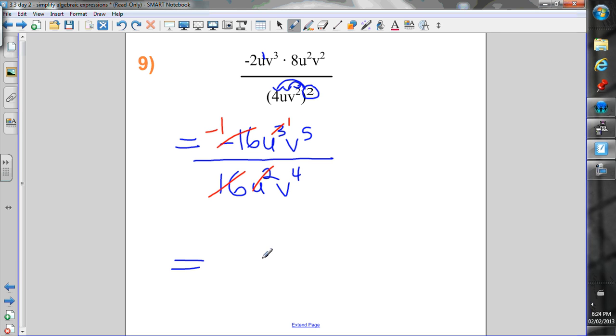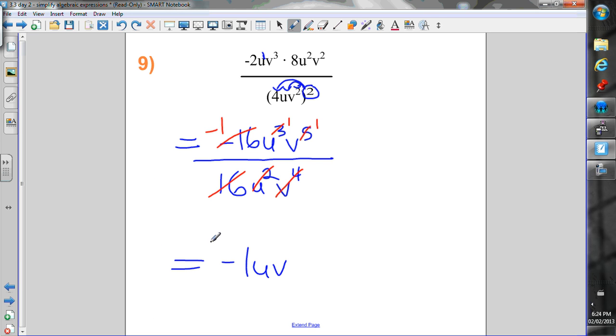v to the 5 divided by v to the 4, okay, 4 pairs are going to cancel. Take away 4 from that 5, I'm left with a 1. Okay, so that gives me negative 1. So everything on the bottom is canceled, so I'm left with a 1 on the bottom. On the top, I have negative 1, u to the 1, v to the 1. So just negative uv. That's my answer for that one.